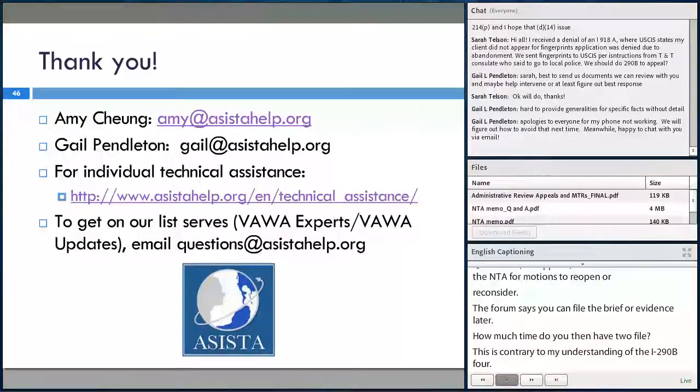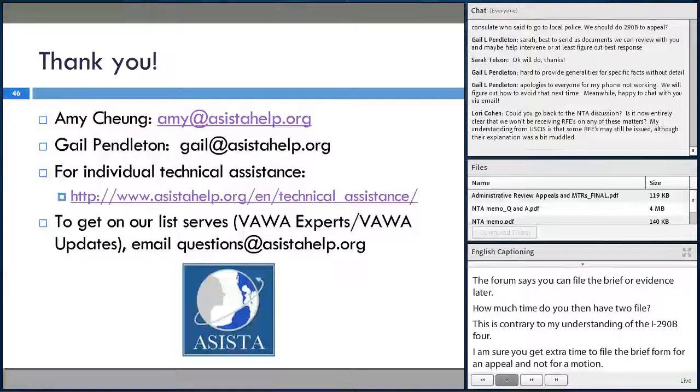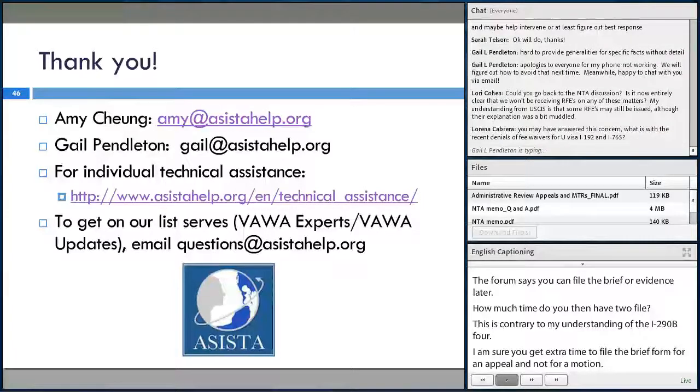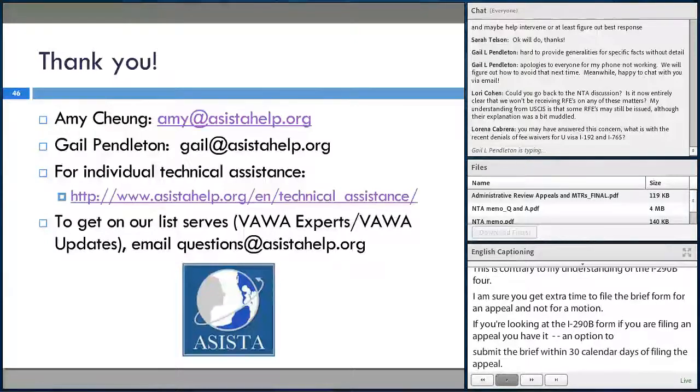Yeah. So if you're looking at the 290B form, if you're filing an appeal, you have an option to submit your brief and or additional evidence within 30 calendar days of filing the appeal. So that's your time frame. For a motion to reopen or a motion to reconsider, for a motion to reopen, your additional evidence would need to be attached to your motion. It's due at the same time. And then for both motions to reopen and a motion to reconsider, the brief is due at the same time as the 290B. And this is all coming from the form.